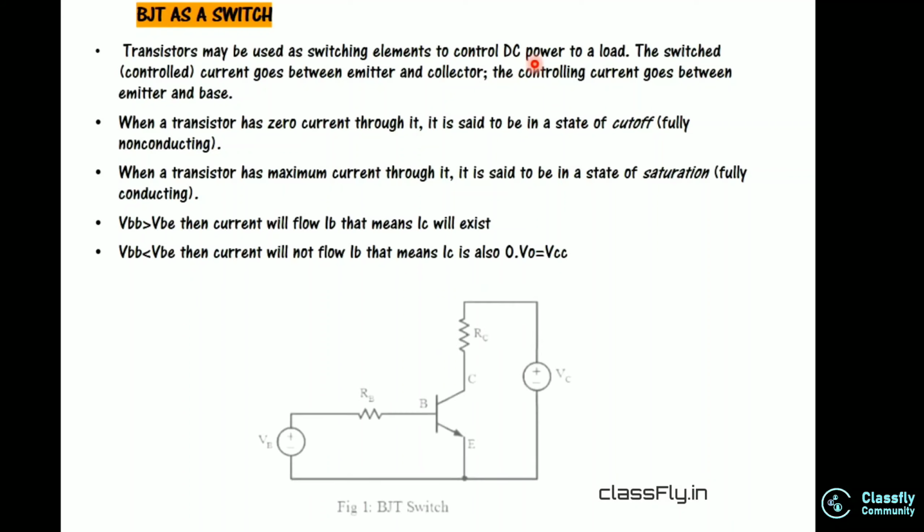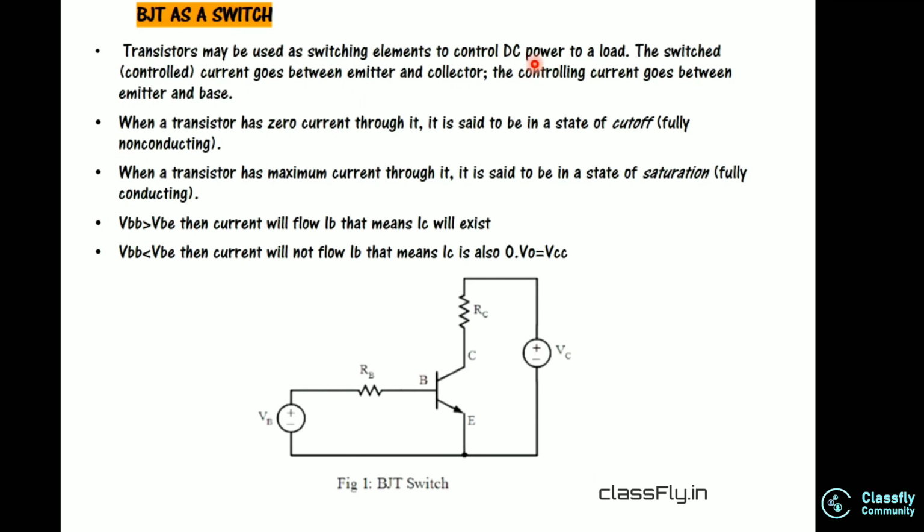Okay, so let's begin with the picturization. See, this is your base, this is your emitter, and this is your collector. This is an NPN transistor because the arrow is pointing outward. The base and emitter are connected with the supply, and the collector is connected with the supply as well. Here we will get our output, and from here we will decide whether we will get the output or not.